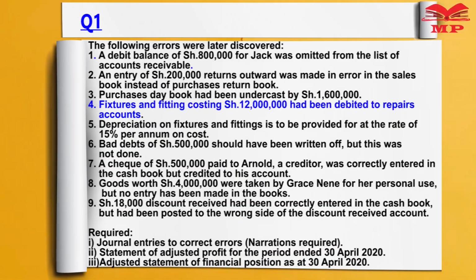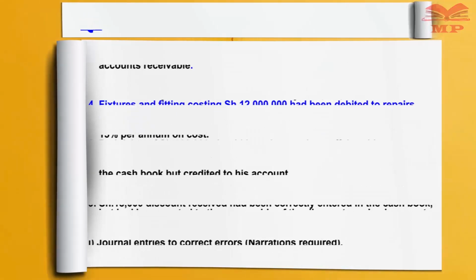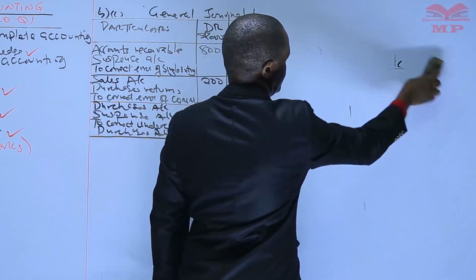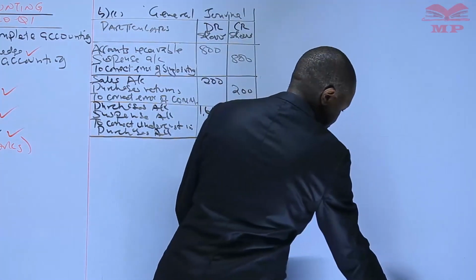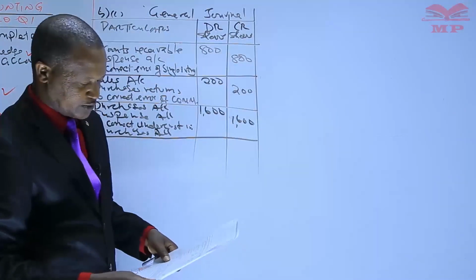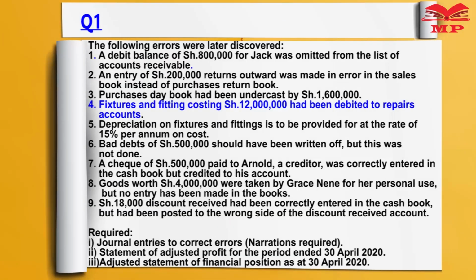Number 4, the fourth error, I read: fixtures and fittings costing 12 million had been debited to repairs account. That is an error. That is an error in accounting. Fixtures and fittings costing 12 million had been debited to repairs account.